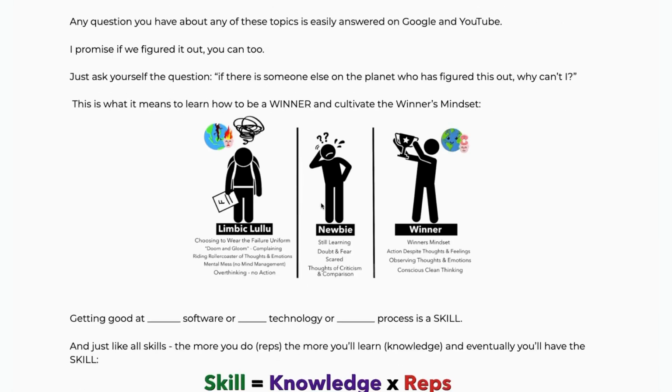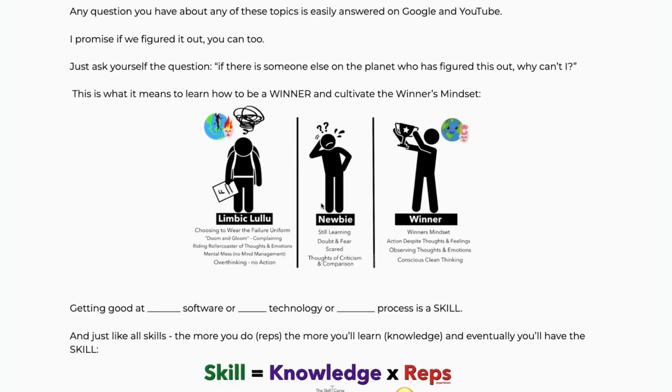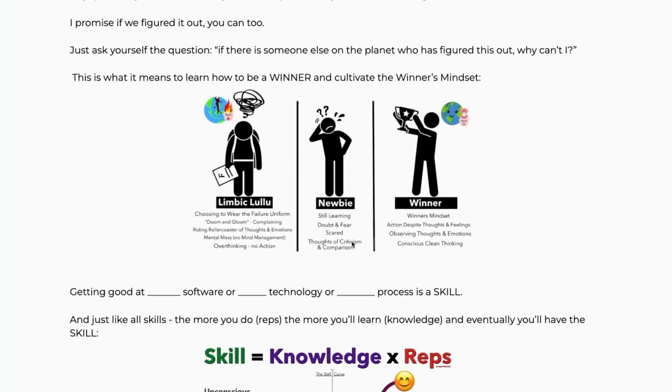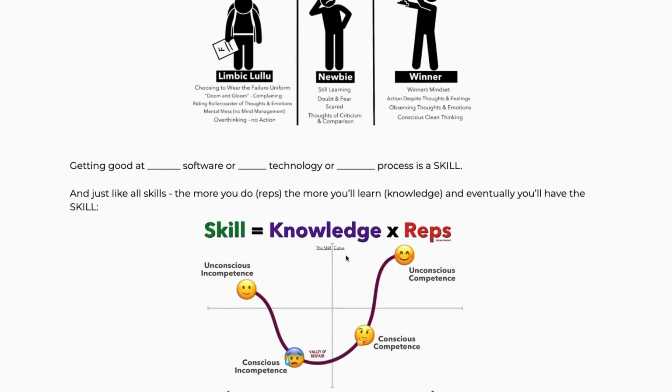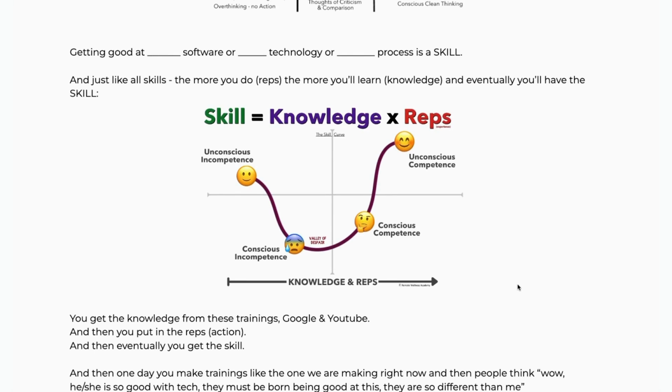So again, we would urge you to cultivate that winner's mindset, okay? So that way you can be resourceful, because getting good at XYZ software, XYZ technology, XYZ process is at the end of the day a skill. And skill equals knowledge times reps, but sometimes I like to say skill equals reps times knowledge, because more often than not, it's going to come from you just tinkering and having the patience to do repetition after repetition after repetition, right?